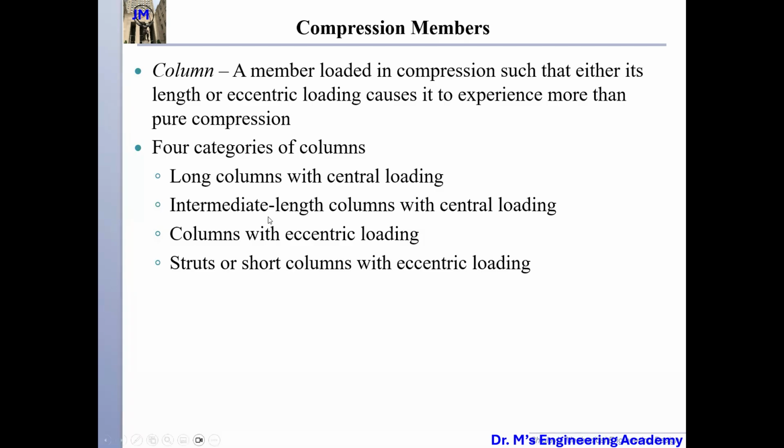Second one is intermediate length column with the central loading. This is central loading. Then column with eccentric loading. That means in addition to the force along the centroidal, there is also a bending moment because of the eccentricity. And the struts or short columns with eccentric loading. So these are the four conditions we usually see in reality.